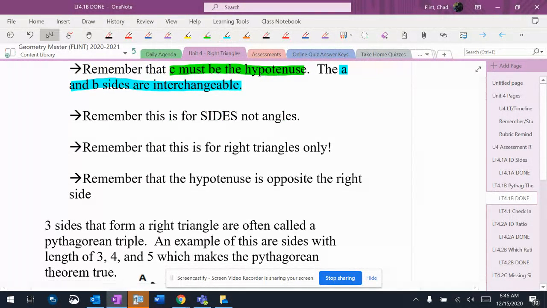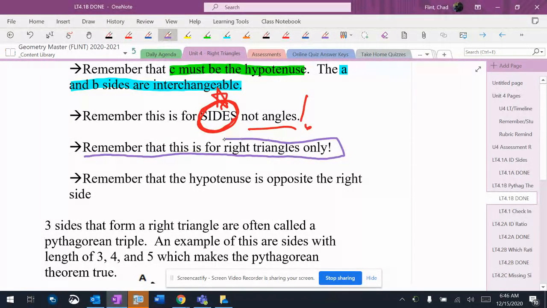A couple of things are going to come up, and I'll talk about these as we get into problems. This is for sides, not angles. So we cannot put angles into the Pythagorean theorem at any point in time because it doesn't work. That's not what it's designed for. This won't come up a whole lot this unit, but it will come up other times.